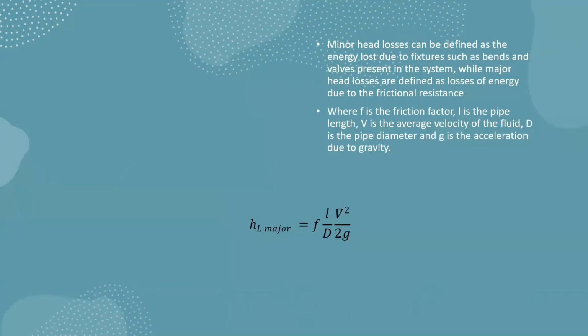Minor head losses can be defined as the energy loss due to fixtures such as bends and valves present in the system, while major head losses are defined as losses of energy due to the friction resistance which acts against the flow of the fluid, which can be calculated using the following formula, where f is the friction factor, L is the pipe length, V is the average velocity of fluid, D is the pipe diameter, and g is the acceleration due to gravity.